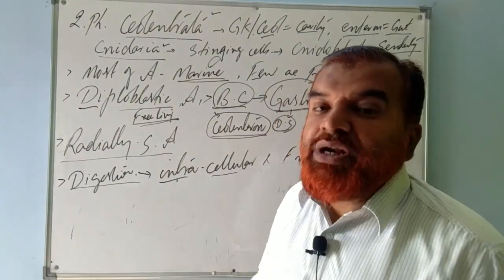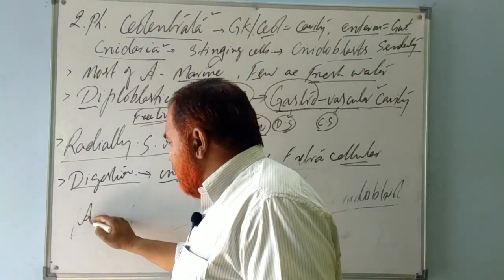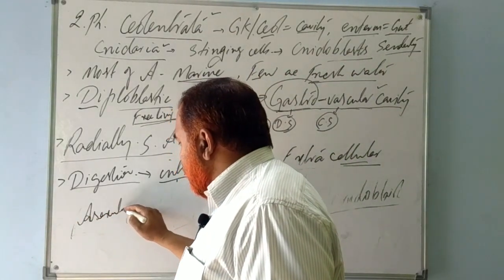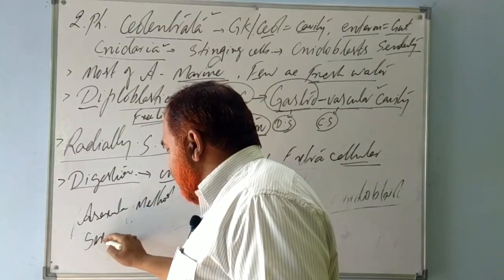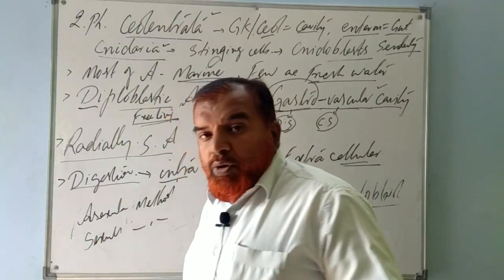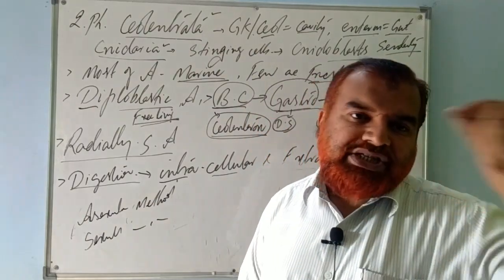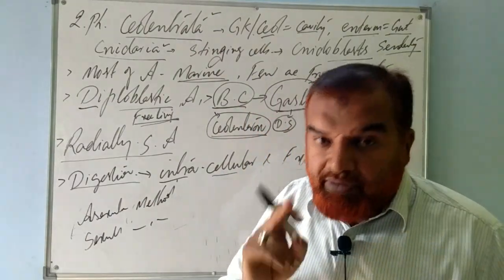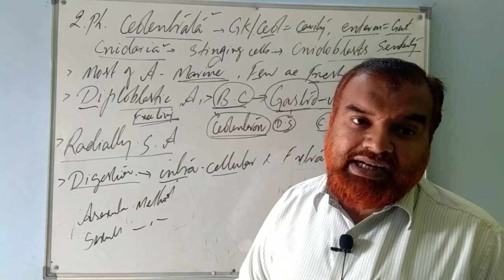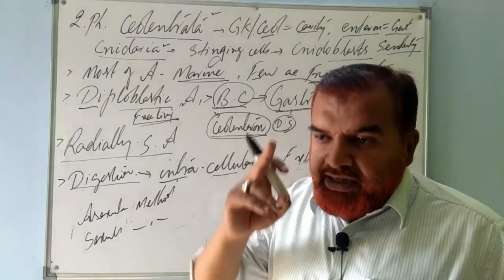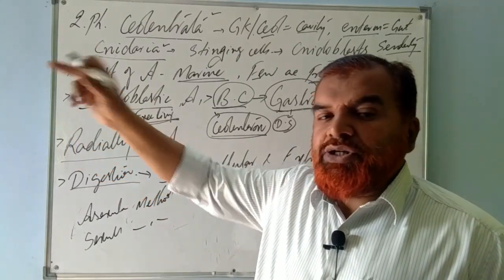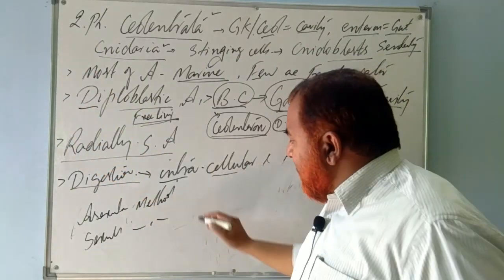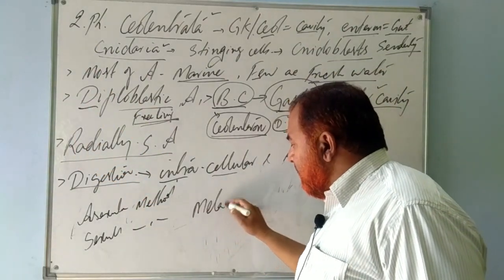One is the asexual method. The other is the sexual method. One time asexual, one time sexual. So alternately, one time asexual, the other sexual. Again asexual, sexual, asexual. Again sexual, again asexual. So alternate. Hence it is known as metagenesis.